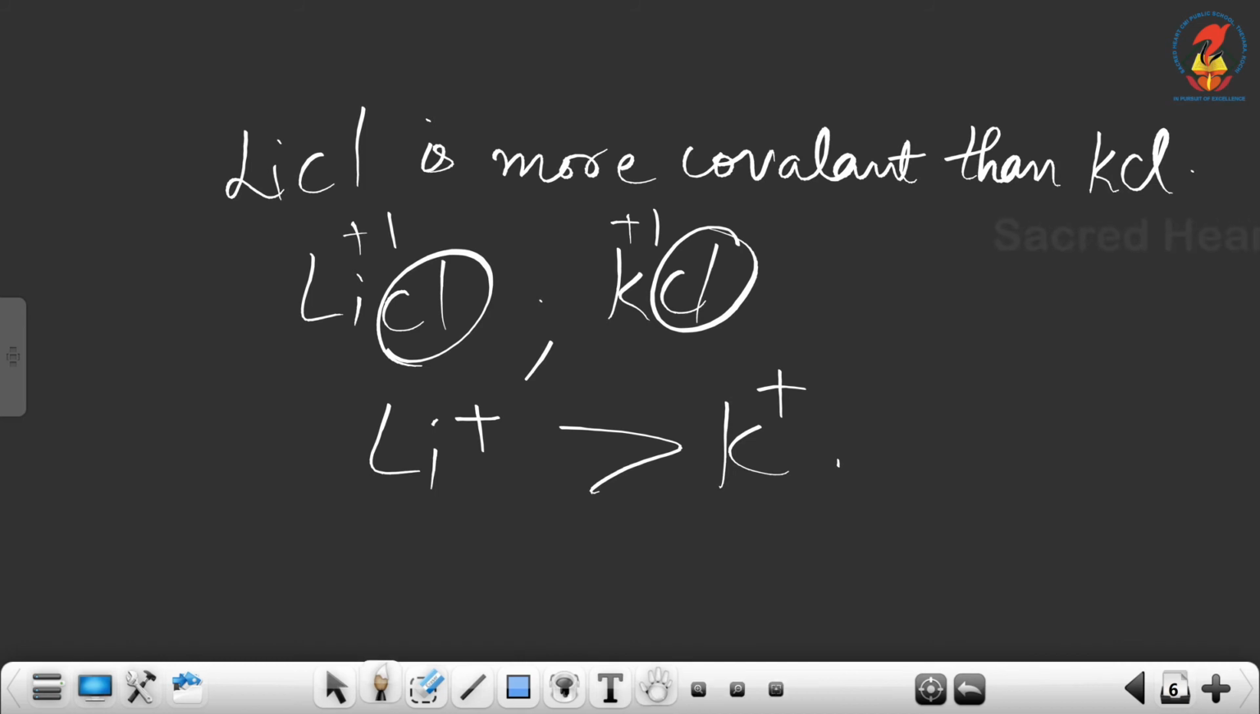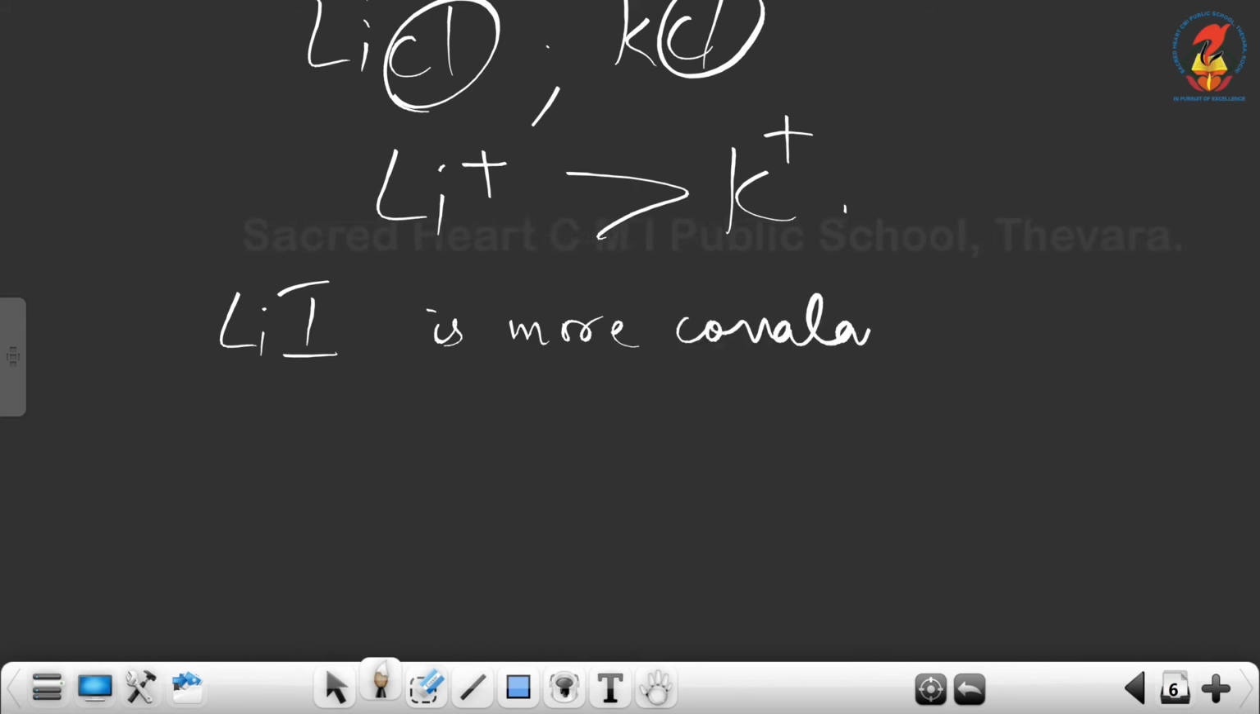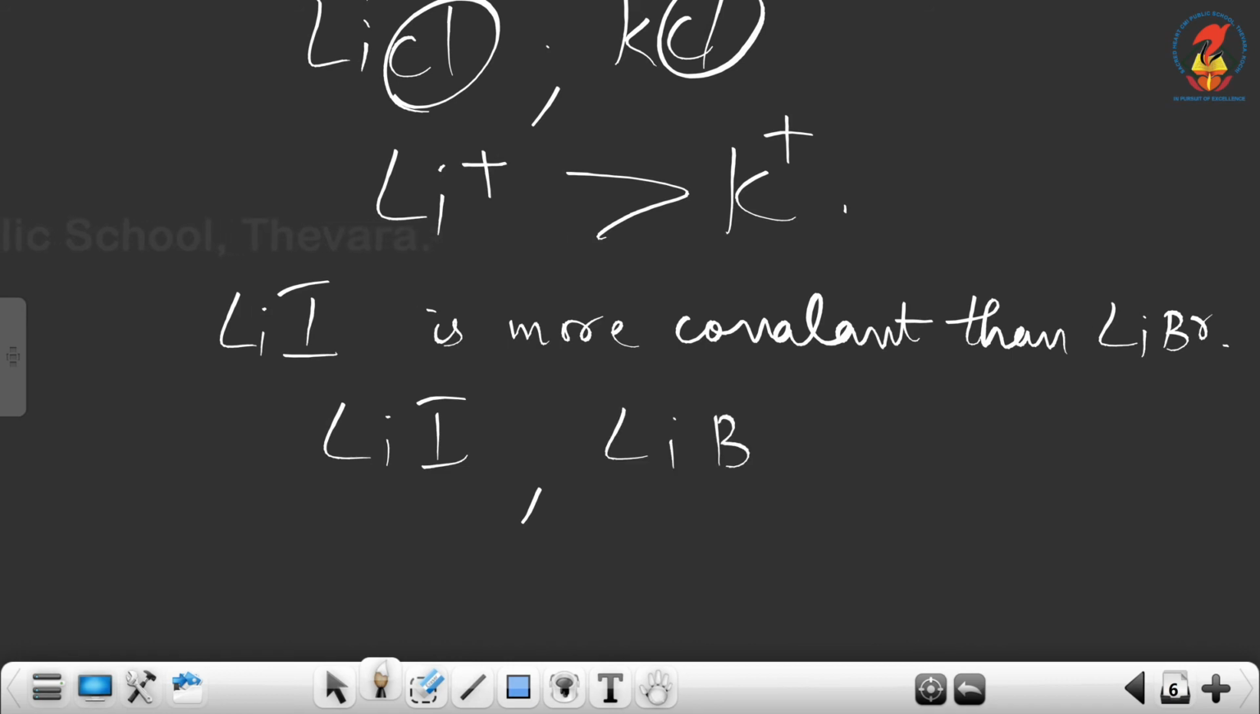Now, the next question is: lithium iodide is more covalent than lithium bromide. Now, here the lithium iodide and lithium bromide, the cations are same, lithium, but the anions are different. One is I- and the other is Br-. Now, we know that I- has a bigger size than Br-. So, greater the size of anion, more is the covalent character.